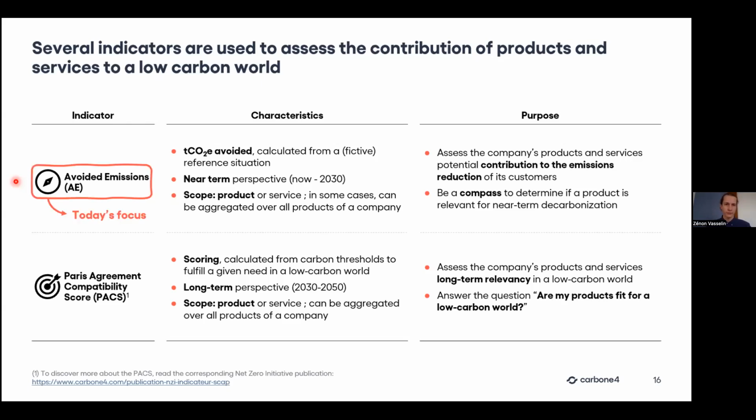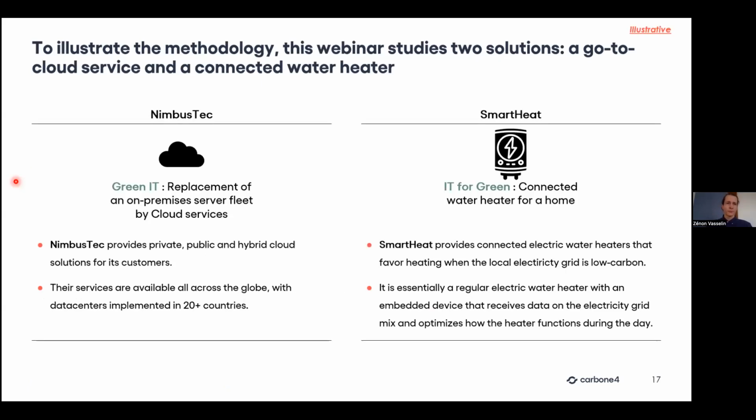And it's today's focus. So to spare you the 85 pages, at least for now, we have worked with Pierre and Benjamin to illustrate the methodology through two examples. These examples are fictive, and we will develop them as if we were the companies trying to make their own carbon assessment, avoided emissions assessment, for two solutions.